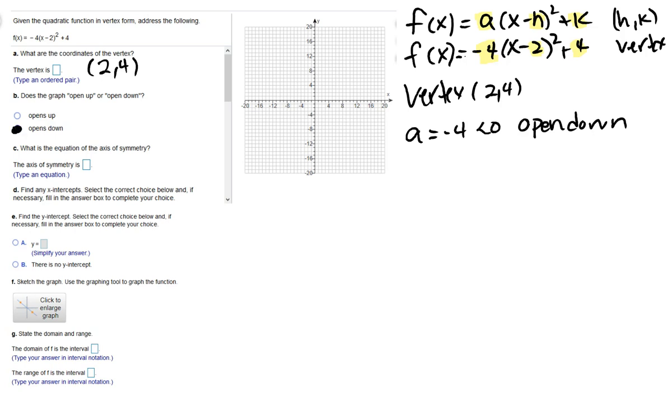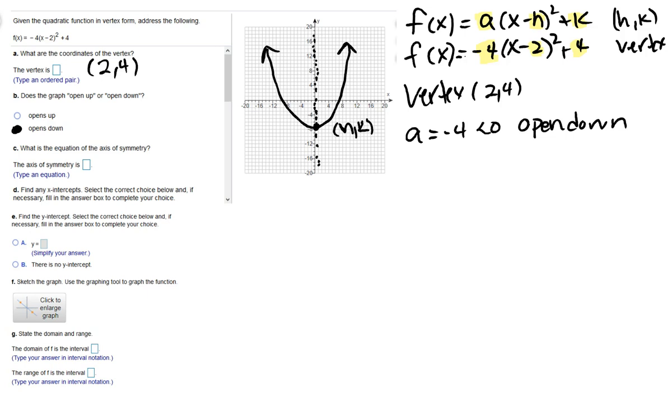The next part, what is the equation of the axis of symmetry? So axis of symmetry. So for a parabola, let me draw an example of a parabola, which I'll erase later. If you have a parabola, the axis of symmetry is going to pass through the vertex. The vertex, remember, is h, k. And it's going to be a vertical line that passes through the vertex. So it's called the axis of symmetry because we're going to have a mirror image around that axis.